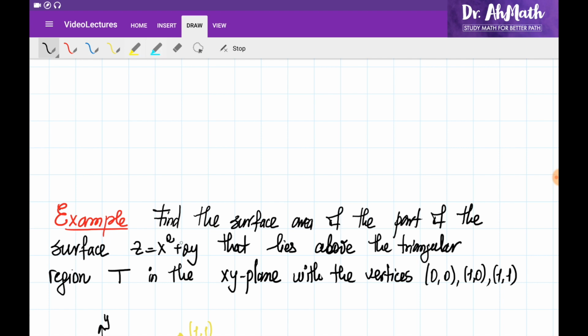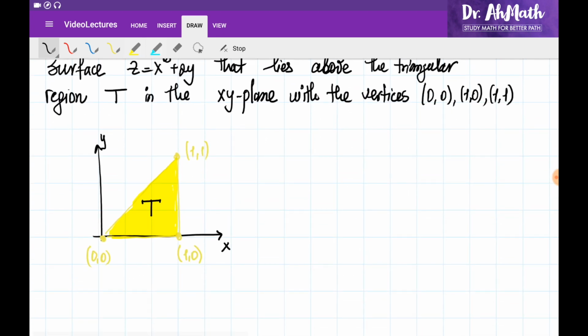So let's say we would like to find the surface area of the part of the surface that lies above the triangular region T. Let's look at this triangular region T more precisely. This triangle is given with the 3 vertices: (0, 0), (1, 1), (1, 0). And let's first of all define this region T.